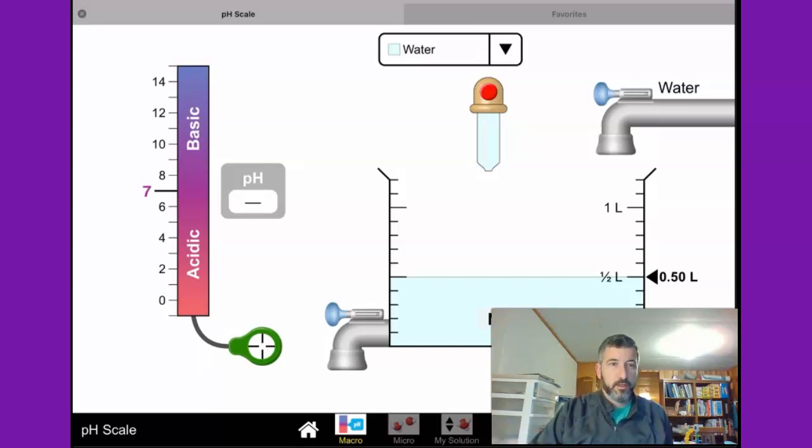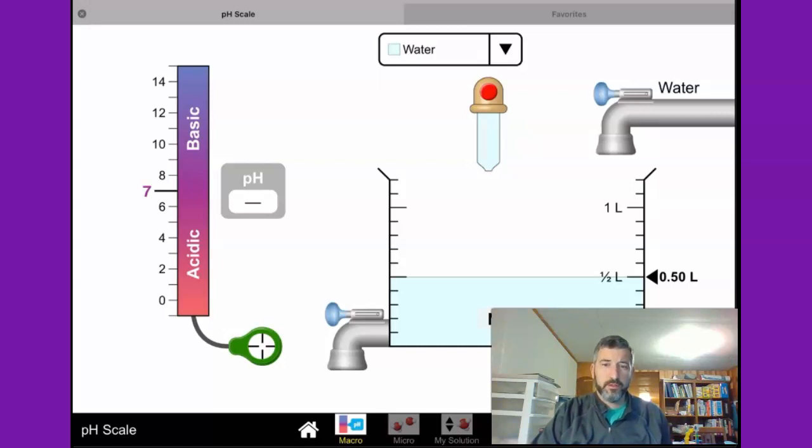So if you look over here on the left, you see the scale. The bottom part of the scale is acidic. So anything that has a pH of 0 would be extremely acidic. Anything that has a pH of 14 would be extremely basic. And technically, you can go above and below that. So in other words, you can go above 14 and below 0, but it's very difficult to do. It takes a really high concentration of acid or base.